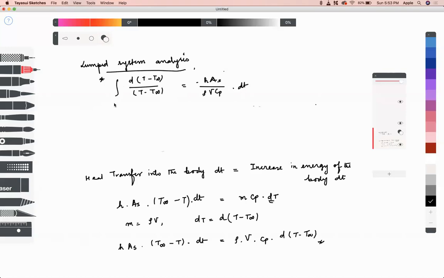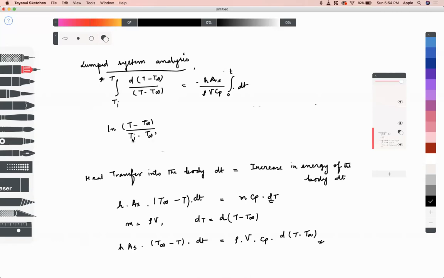Now let us integrate. This one I will integrate from the initial temperature Ti to whatever temperature it will have after a certain time. And since h, As, rho, V, Cp all are constant, they will just come out of the integration sign, and time will vary from 0 to t. So this is basically dx by x, and the integration is ln, so this will be ln of (T minus T infinity) divided by (Ti minus T infinity).